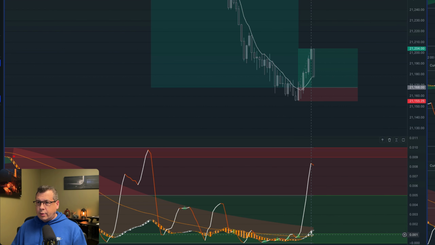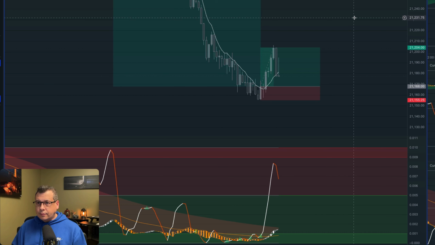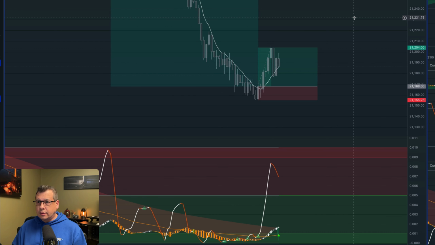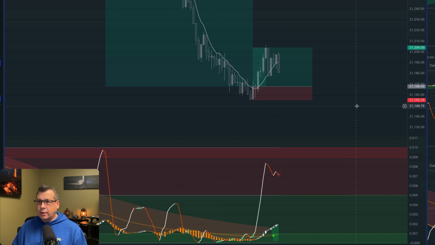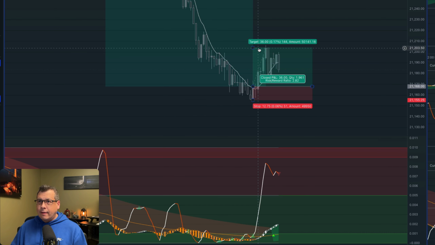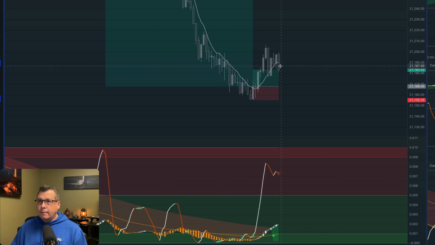Now the delta is above the confirmation line, so at this point I'm just looking for longs. Unless I have a really weak delta and I get a lower high, then I'll short that. There's a lower high. The delta is tapering. So I'm going to go ahead and exit this for a small win and flip short.